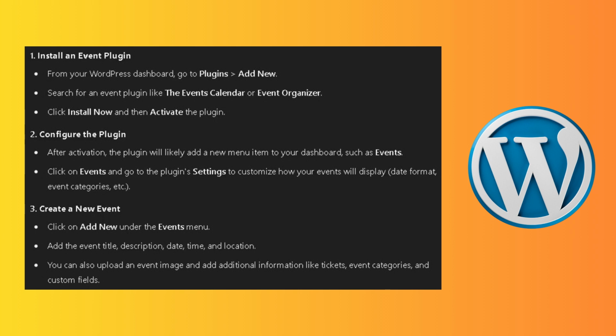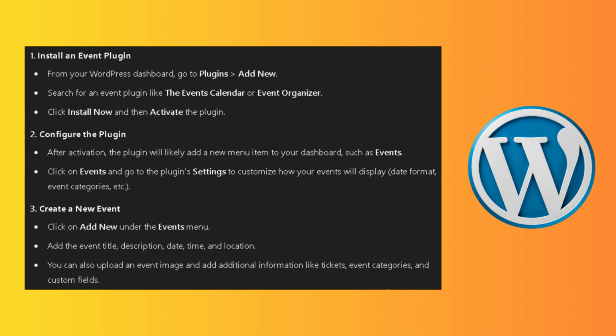Configure. After activation, the plugin will likely add a new menu to your dashboard, such as Events. Click on the Events menu and go to the plugin settings to customize how your events will be displayed, such as the date format, event category, etc.